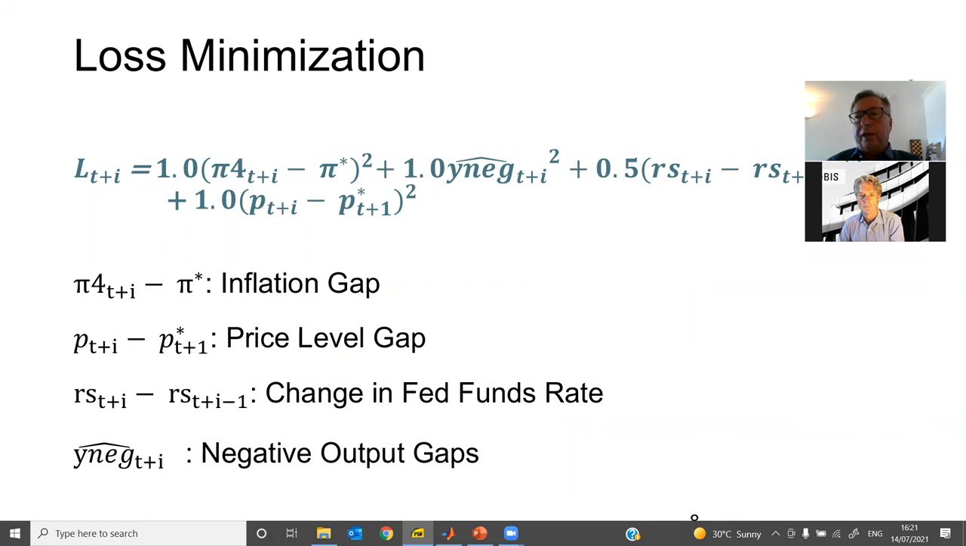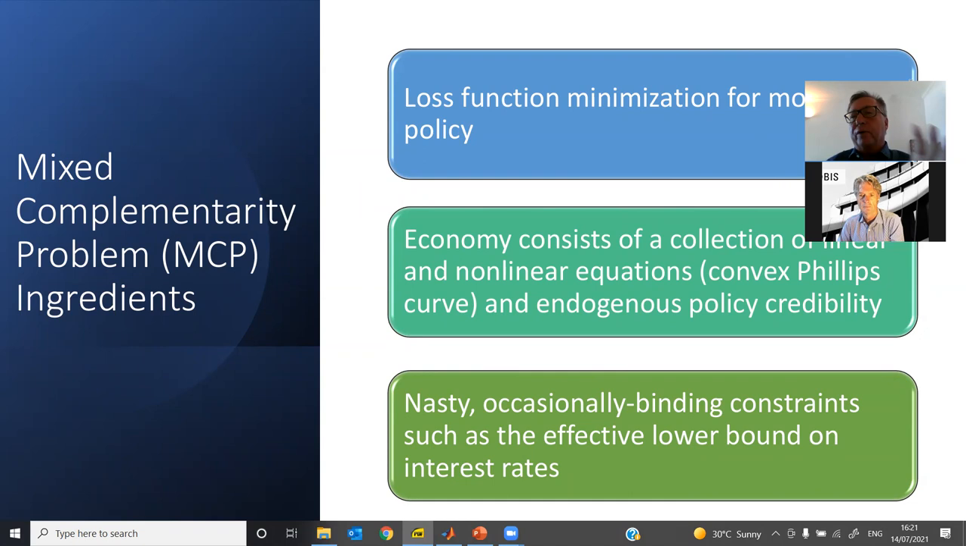And then of course, there is a collection of equations. Some of them are linear or approximately linear. And then some of them might have more significant non-linearities, such as convexity in the Phillips curve, which is going to turn out to be really important for us talking about overheating in the United States and so on, but also the potential loss in credibility, which could change the inflation dynamics.